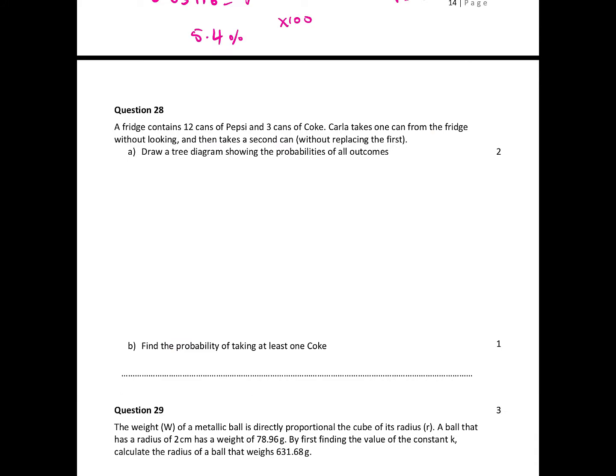Question 28. A fridge contains 12 cans of Pepsi and 3 cans of Coke. Carla takes 1 can from the fridge without looking, and then takes a second can without replacing the first. Draw a tree diagram to show the probabilities of all the outcomes. So for her first pick, she could either pick Pepsi or Coca-Cola. And then for her second pick, she could also pick Pepsi or Coca-Cola.